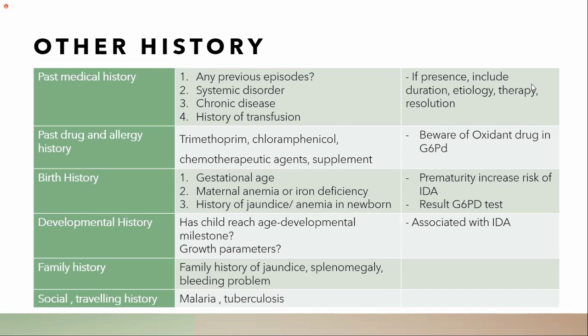Okay, then for developmental history, we want to know if the child has reached the age-appropriate developmental milestones and the growth parameters, because they can be affected in IDA. Okay, and for family history, we want to know any family history of jaundice, splenomegaly, and breathing problem, and also any travelling history in endemic countries, like malaria and tuberculosis, because infection also can cause anemia.